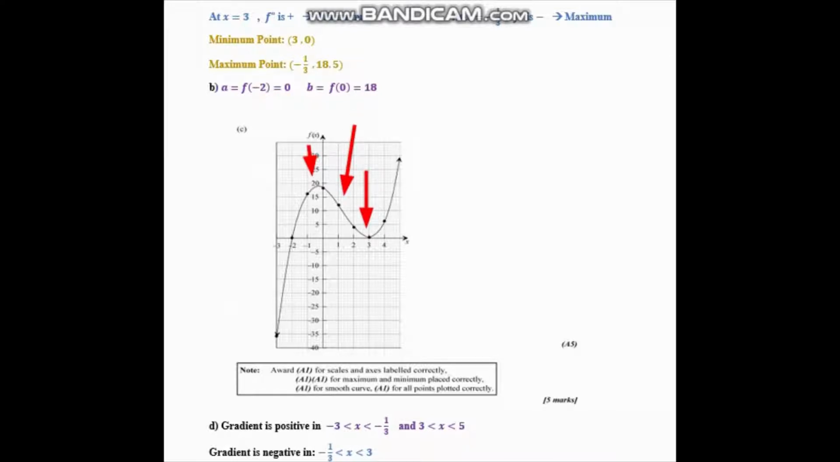So this concludes our question. Take a minute to write this down if you will. I hope you have found this easy to understand.